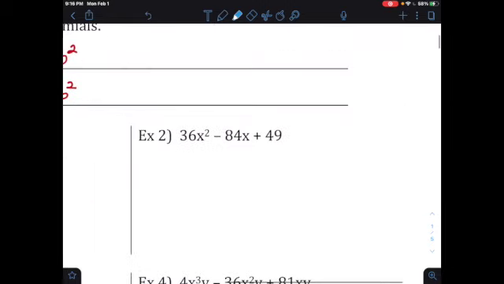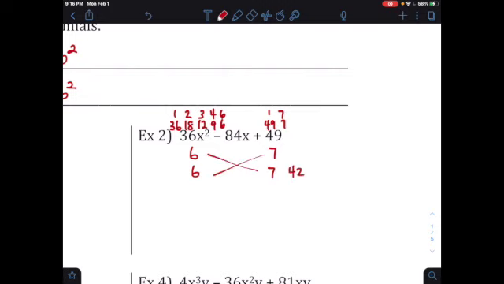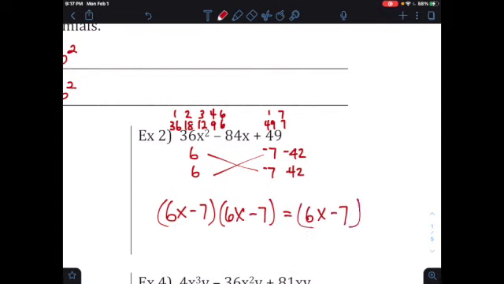Let's try the next one. The next one, if you just do the problem, is going to be 3 and 36, 2 and 18, 3 and 12, 4 and 9, 6 and 6. So this is 1 and 49 and 7 and 7. Let's try 6 and 6 and 7 and 7. This is 42 and this is 42. But they both have to be negative. So therefore, it's going to be 6x minus 7, 6x minus 7, and that's going to be (6x minus 7) squared. Okay? You guys try the next one yourself.